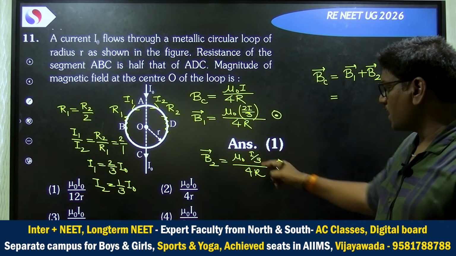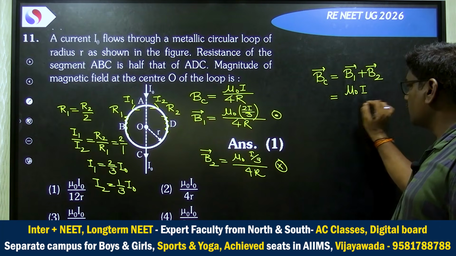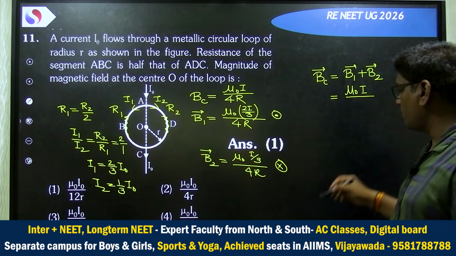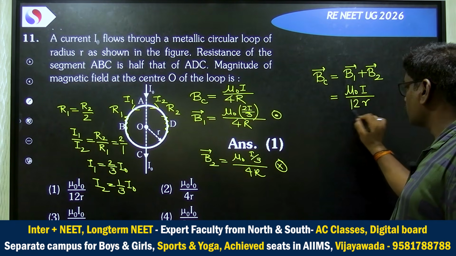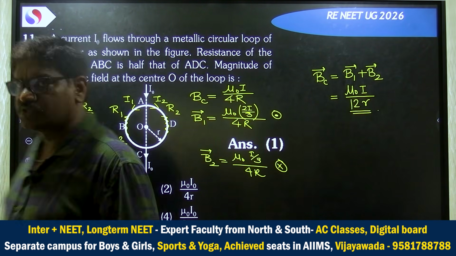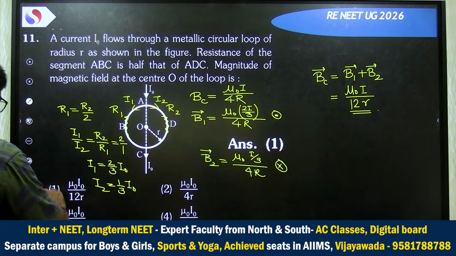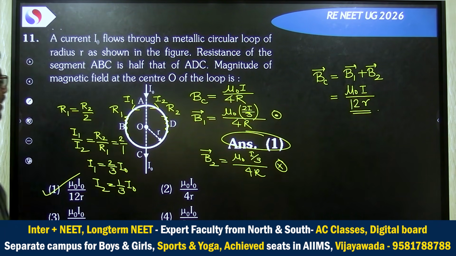So 2I by 3 and I by 3 will give you I by 3. So mu naught into I by 3. And in the denominator, you have 4R. So 3 into 4 becomes 12R. So mu naught I by 12R will be your right answer for this question, which is clearly option A. Answer is first one. All right.